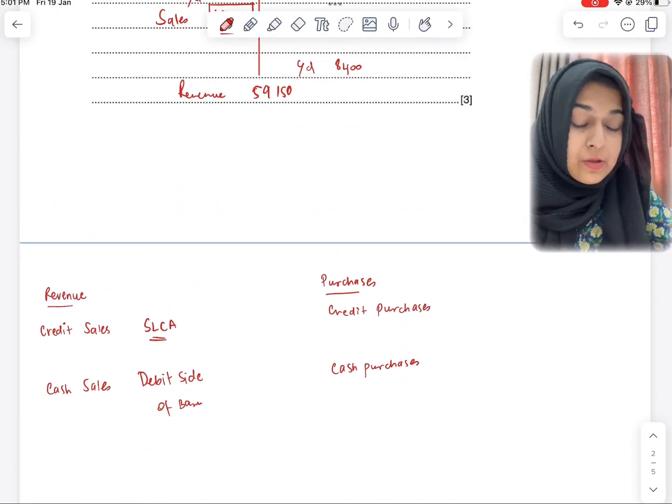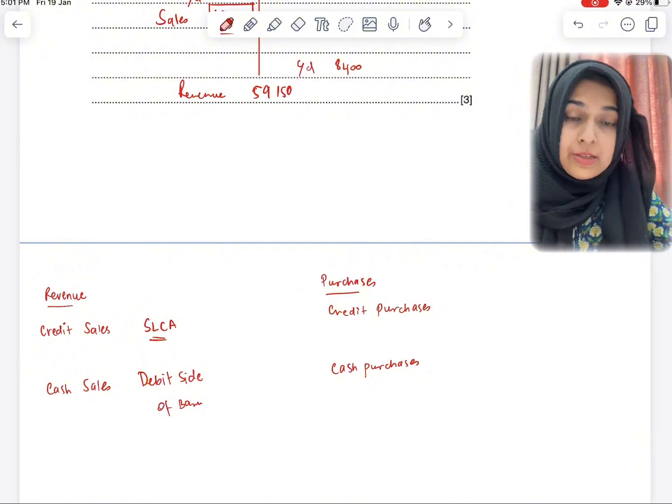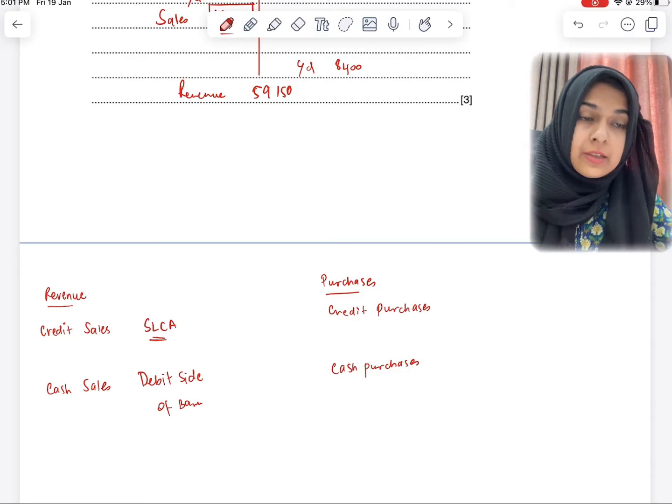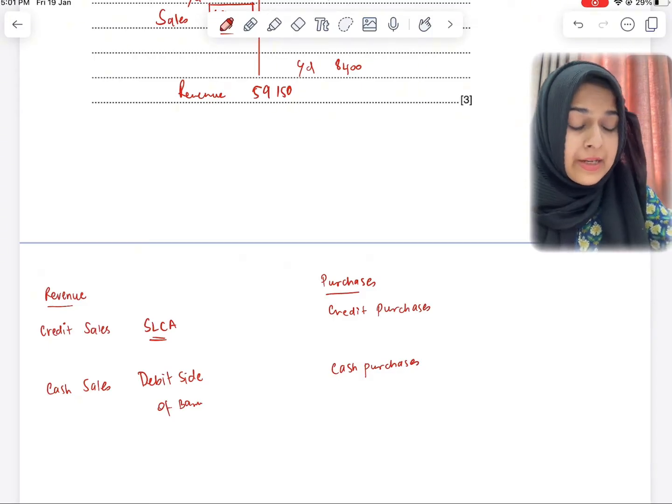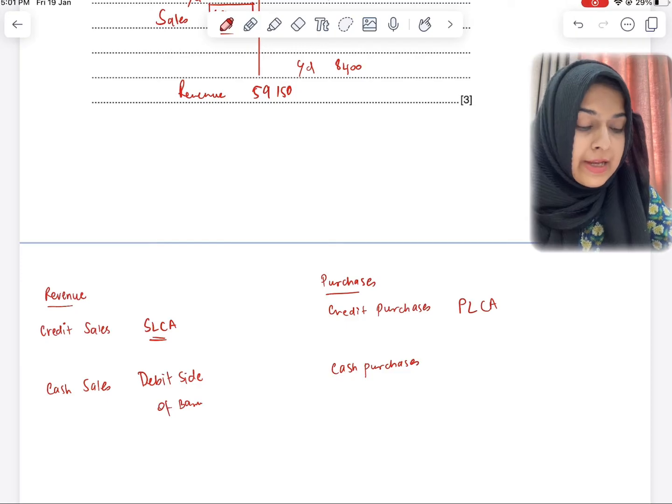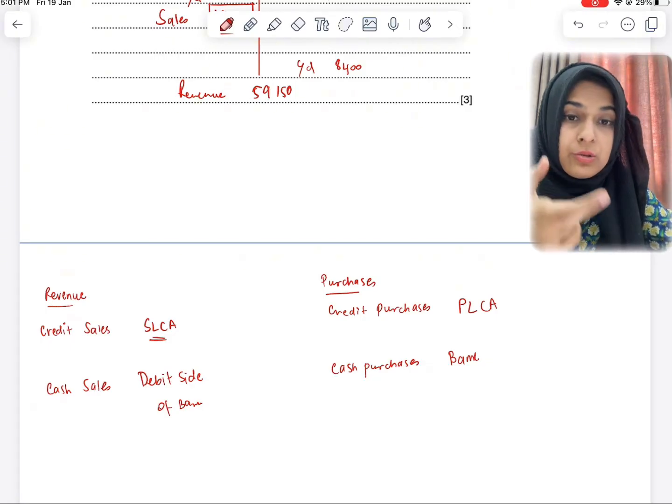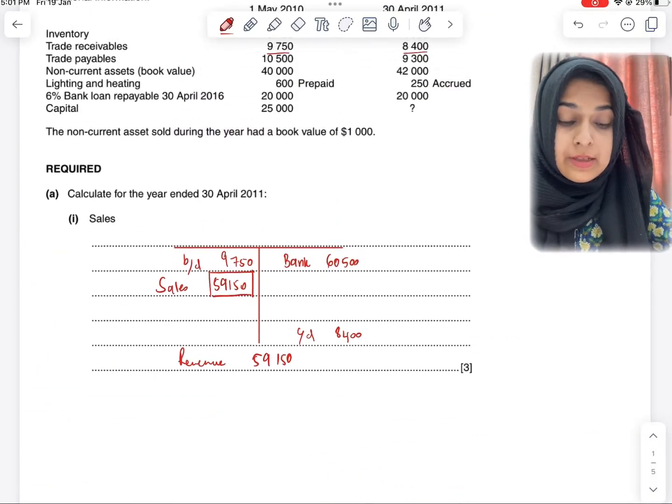And purchases can be of two types. It can be credit purchases. So when you purchase on credit, you buy the inventory and promise to pay in future. Those suppliers become your trade payables, and trade payables are current liabilities in accounting. You need to find out credit purchases by using a purchase ledger control account. And you need to find cash purchases from the bank account. So the credit side of the bank account will show the cash purchases if the business has done cash purchases.